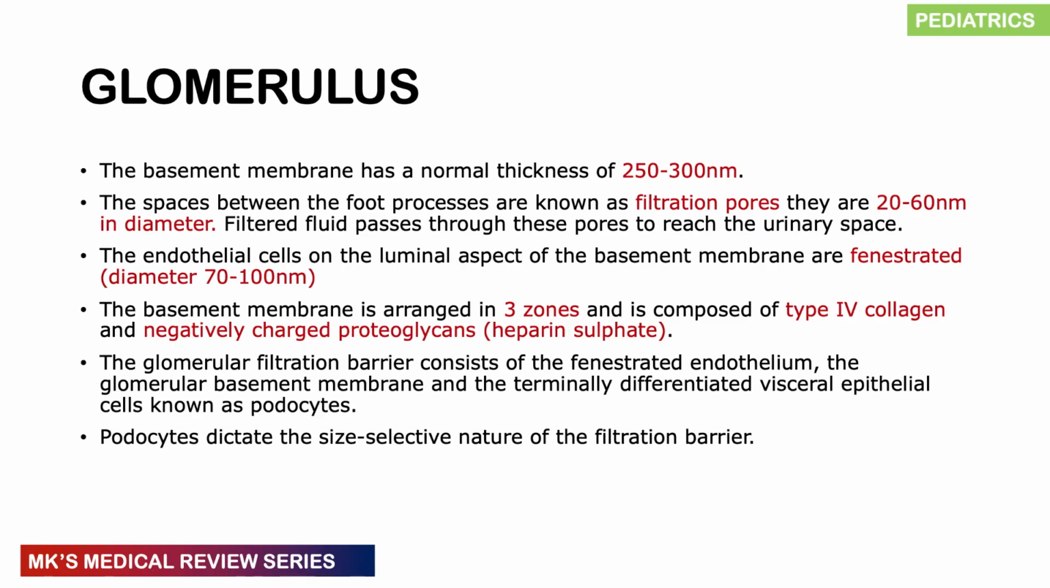Then the endothelial cells, like I told you, on the luminal aspect of the basement membrane are going to have these windows, which is known as fenestrations. It comes from the Latin word fenestra, meaning window. So this is going to have a diameter of about 70 to 100 nanometers. So in terms of your basement membrane, it's going to be arranged in these three zones. And like I said, it's going to have type 4 collagen. And it's going to have a lot of proteoglycans, which are negatively charged at physiological pH. So they're going to be consisting of heparan sulfate.